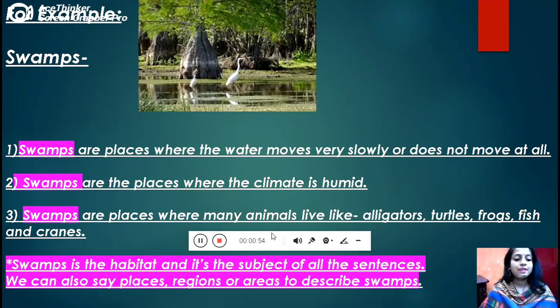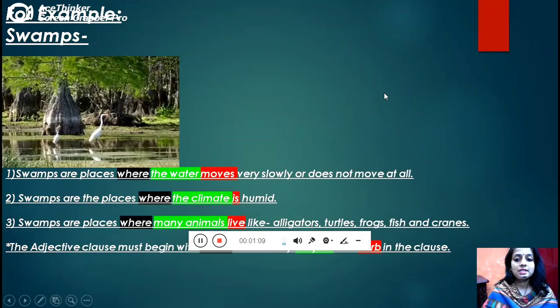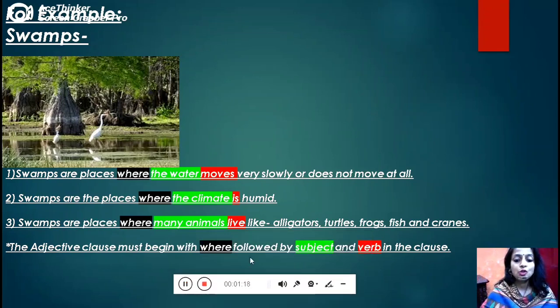So just see, I have highlighted swamps. Swamp is the habitat and it's the subject of all the sentences. We can also say places, regions or areas to describe swamps. Now just look at these sentences once again. See, adjective clauses must begin with where, followed by a subject and verb. I have highlighted where so that you can easily find out.